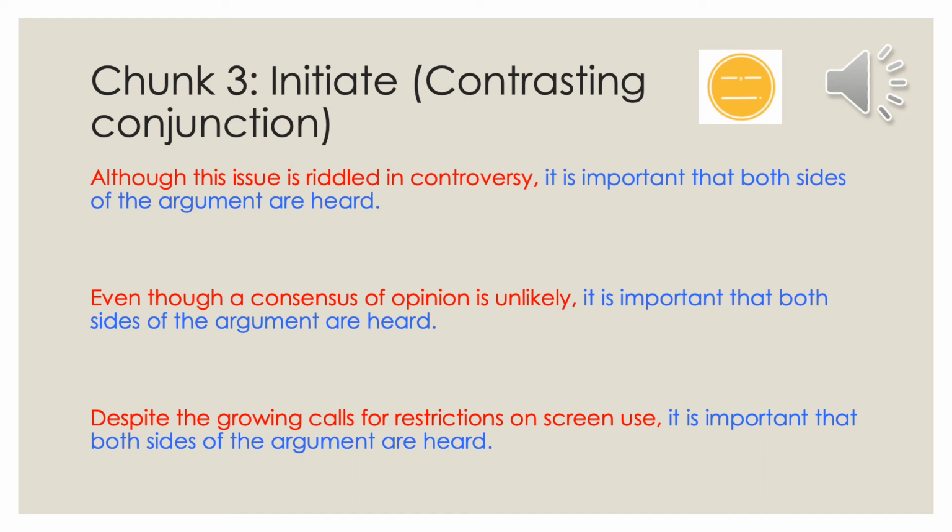Let's look at my next one. So my contrasting conjunction this time is even though. Even though a consensus of opinion is unlikely, it is important that both sides of the argument are heard. So that's telling me that we don't think we'll come to one idea and we'll agree, but it is important that both sides are heard. And then my third one, using despite as my contrasting conjunction, despite the growing calls for restrictions on screen use, it is important that both sides of the argument are heard. So there I'm saying that we are wanting to put restrictions on it, but we still want to hear what both sides of these opinions are.